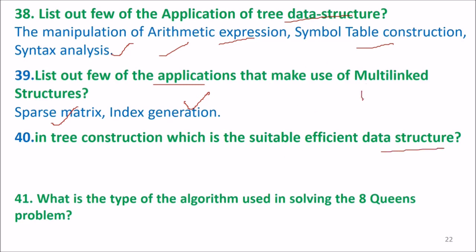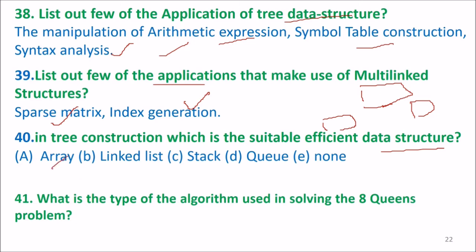In tree construction, which is the suitable efficient data structure? Tree. So you can use a linked list in tree. So the best one would be array. You have linked list, you have stack, queue. The best answer would be linked list. You can use linked list, and this will be efficient also for implementing your tree construction.